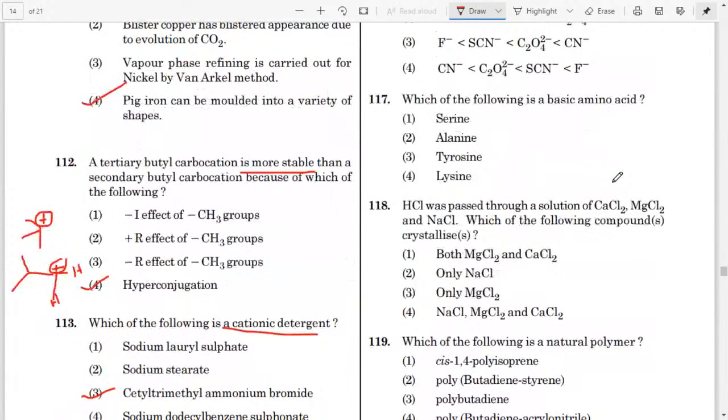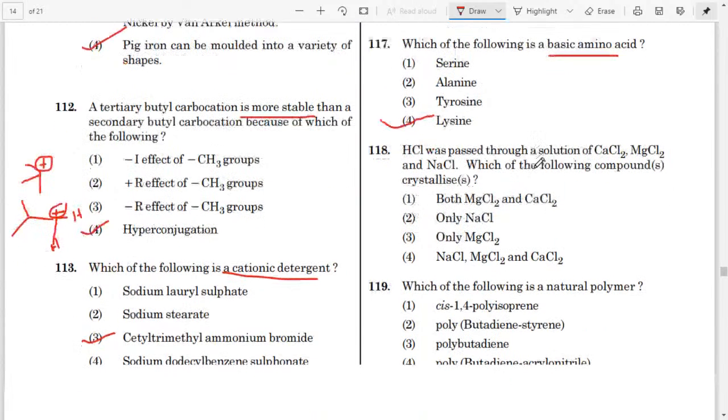Which of the following is the basic amino acid? Same question. Yes students, this question is repeated. Which of the following is a basic amino acid? Just now we did it in the biology part, isn't it? So what is the answer? Lysine. So it is repeated in biology and chemistry, so don't worry. Lysine is the correct option, students.